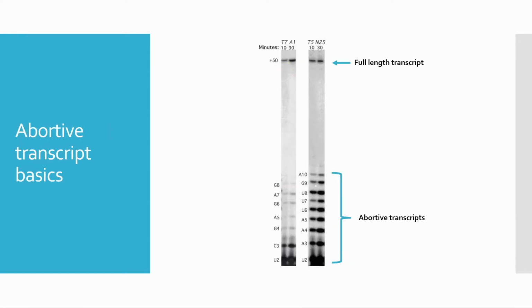Here's a great example of how those abortive transcripts can appear. Researchers set up two different in vitro transcription reactions with the T7A1 and T5N25 promoters. RNA products were end-labeled with gamma-labeled 32P-ATP, and the reactions were incubated with heparin so that each RNA polymerase could not reassociate with a DNA molecule after dissociating at the end of transcription.